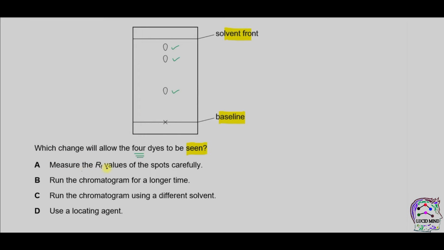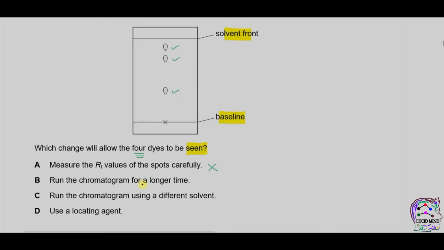Part A, measure the RF value, which is the retention factor of the spots carefully. We can measure the RF value of these 3 spots, while the other spot is not present, so therefore we cannot measure the RF value of the 4th spot. So therefore this has nothing to do with the appearance of the 4th dye.